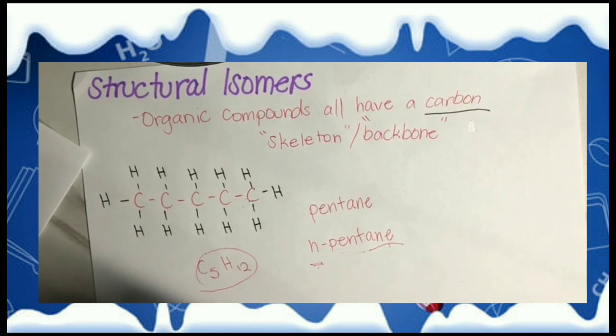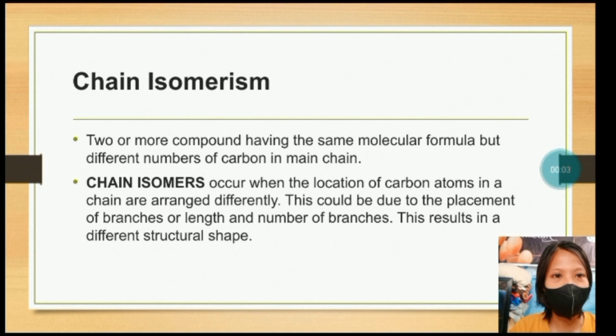We said that because carbon atoms can form 4 bonds, they can arrange themselves in a variety of ways, forming many compounds. Because of this ability, compounds with the same molecular formula can form different structures. Chain isomerism is defined as 2 or more compounds having the same molecular formula but different numbers of carbons in the main chain. Chain isomers occur when the carbon atoms in a chain are arranged differently. This could be due to the placement of branches or the length and number of branches. This results in a different structural shape.